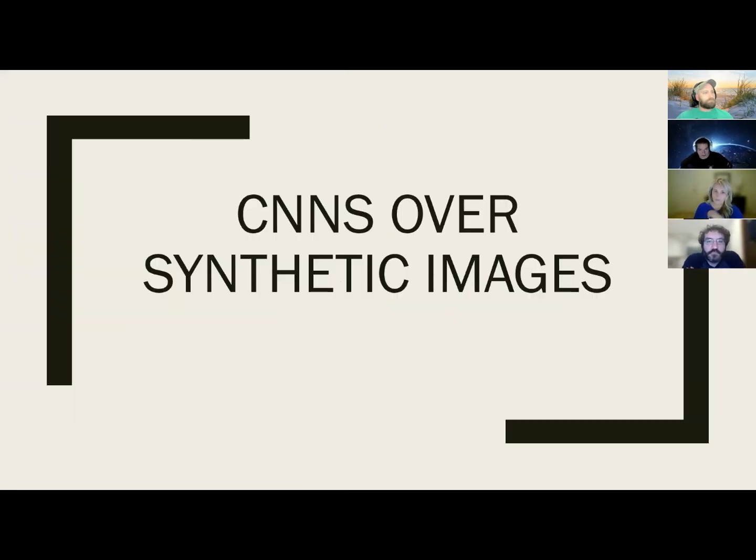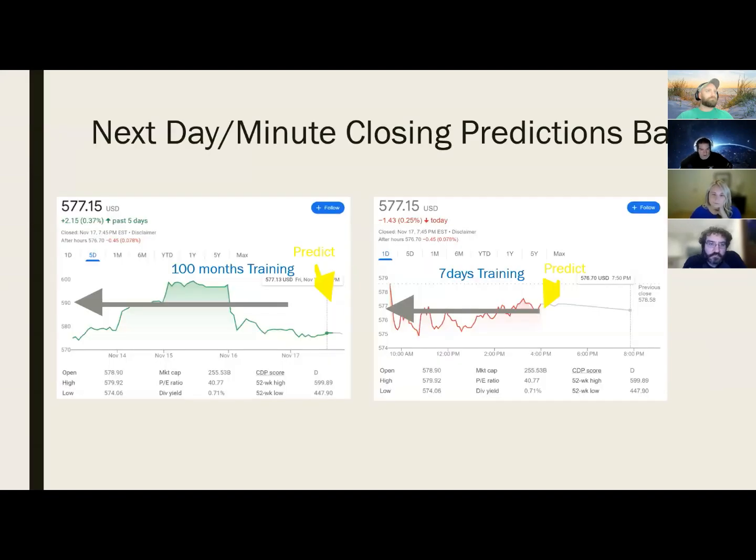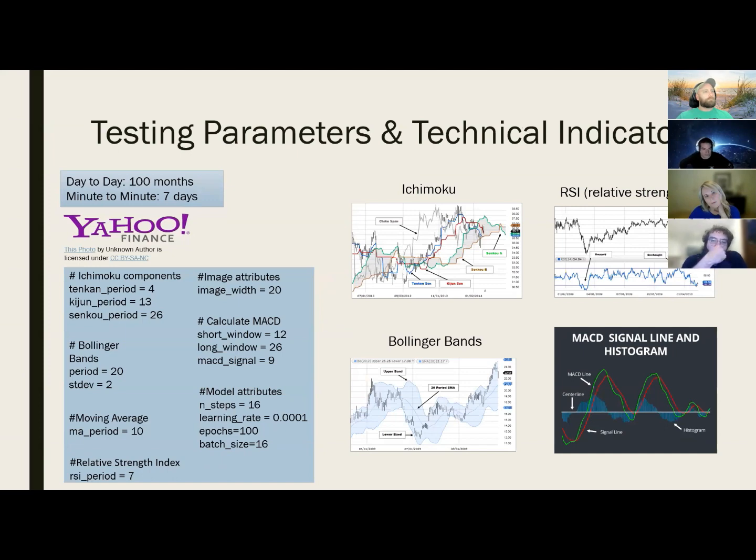First is CNN over synthetic images. So we're predicting here next day and next minute closing prices, using the past 100 days for the day-to-day or the past 7 days, because that's the data that was available. So from Yahoo Finance, the 100 days or 7 days is what we chose. And these are the different technical parameters or indicators that every stock traded on the stock market has. And these are all the parameters I had to tune during testing of all of my models. You can see it gets pretty crazy.